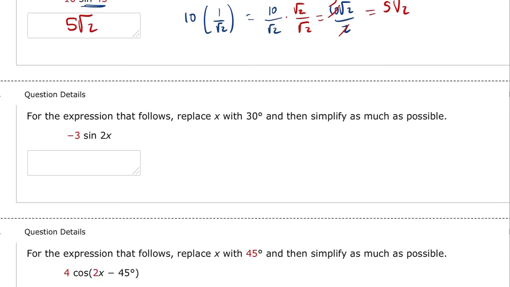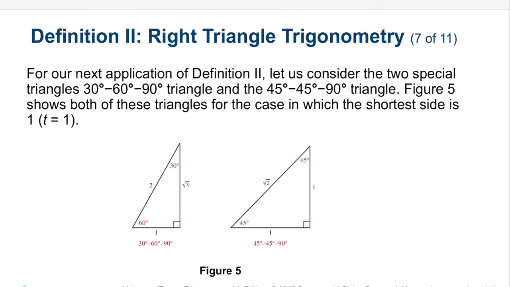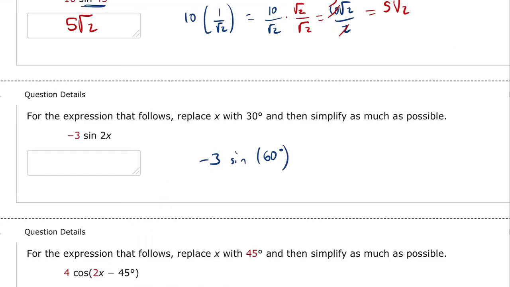All right, over here, replace x with 30 degrees. So if you do that, that becomes 60 degrees. So now we have negative 3 times sine of 60 degrees. Once again, we go to 60 here. Sine is opposite over hypotenuse, radical 3 over 2. So now we have negative 3 times radical 3 over 2, which is negative 3 rad 3 over 2.